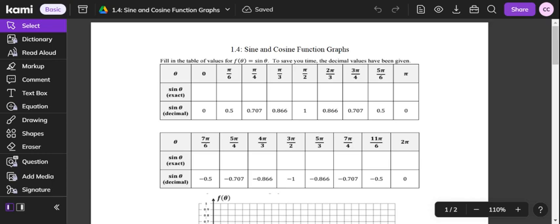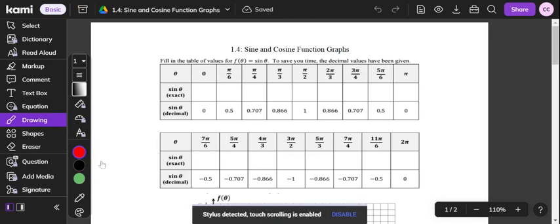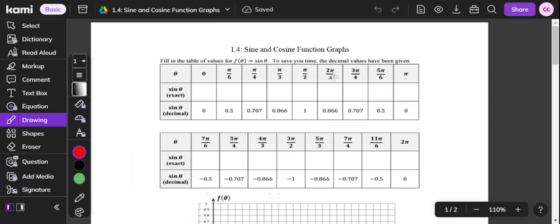It says fill in the table of values for f of theta equals sine of theta. To save you time, the decimal places have been given. So this first table is the first half of the unit circle. So just going all the way around, you should be able to, at this point, pretty much by memory, figure out what the sine coordinate is for each of these radian measurements. And remember, the sine of an angle is equal to the y coordinate.